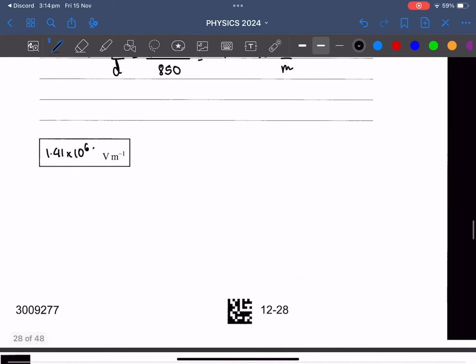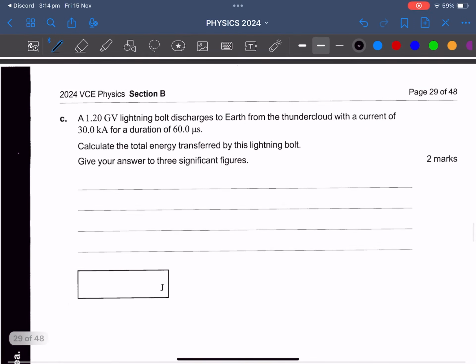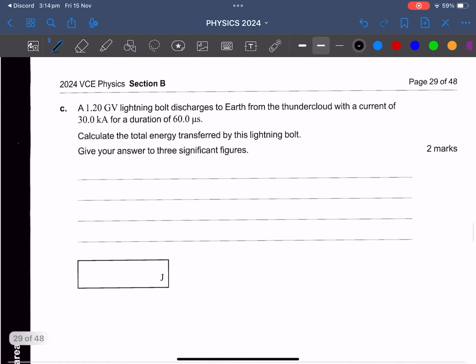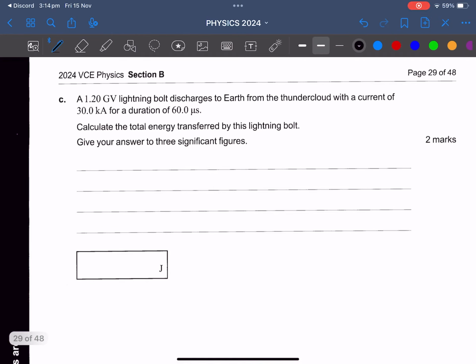Okay, so next question. A 1.2 GV bolt discharges to Earth from the thundercloud with a current of 30 kiloamps for a duration of 60 microseconds. Calculate the total energy transferred by this lightning bolt. Give your answer to 3 sig figs.